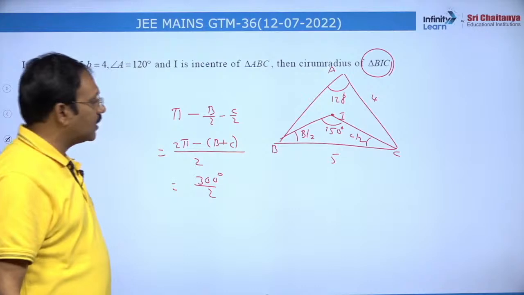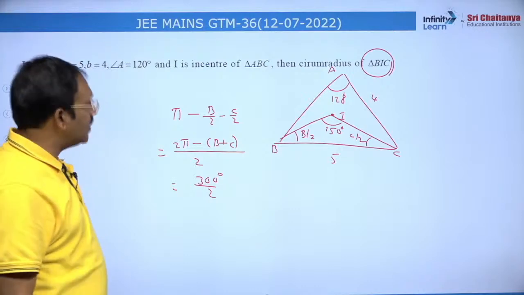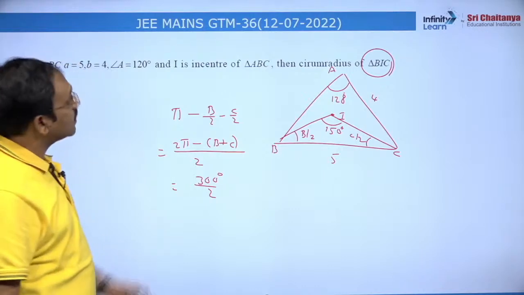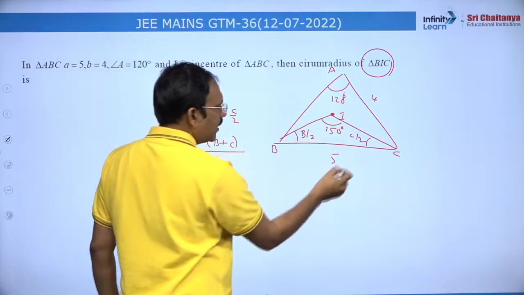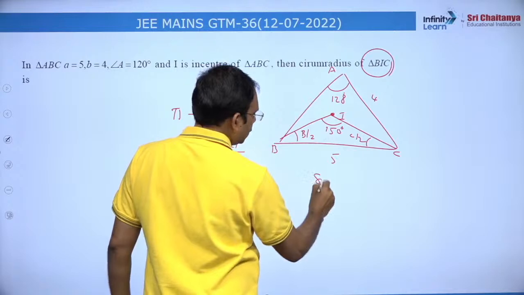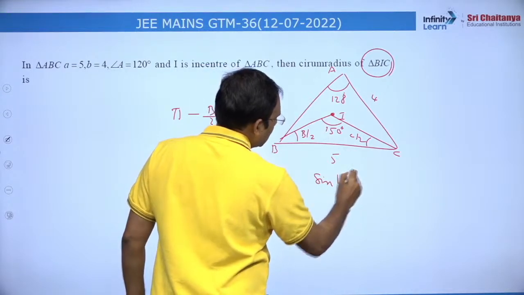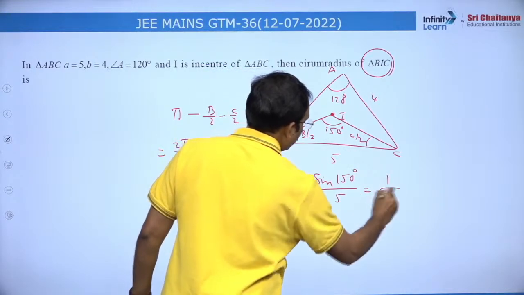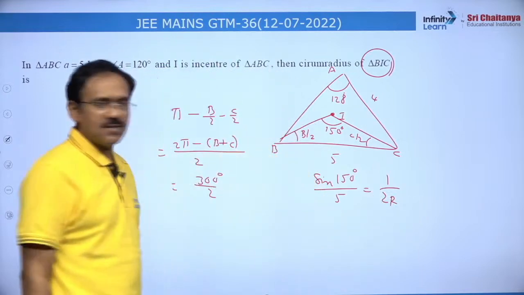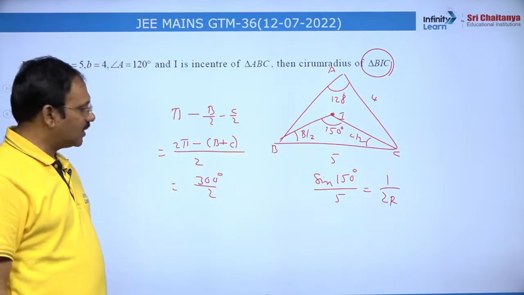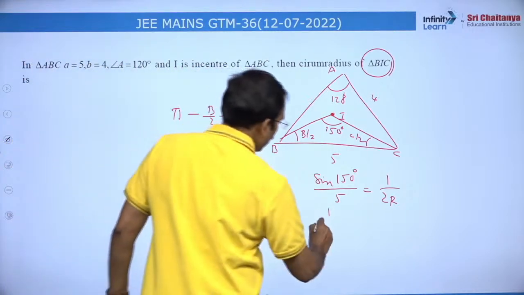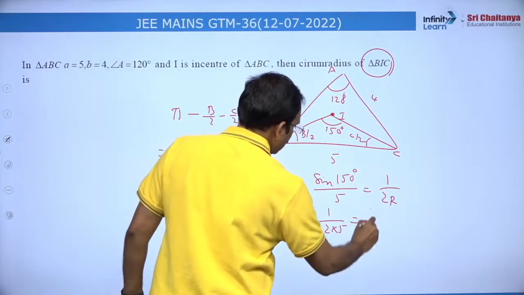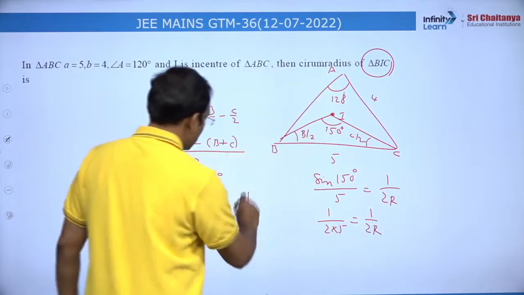Now you want the circumradius, he is asking the circumradius of this triangle. You just apply the sine rule here, you see sine 150 degrees by 5 is 1 by 2r, yes. Sine 150 is sine 30, which is 1 by 2. So, you can write 1 by 2 into 5 is equal to 1 by 2r, so r is equal to 5, my dear friends.